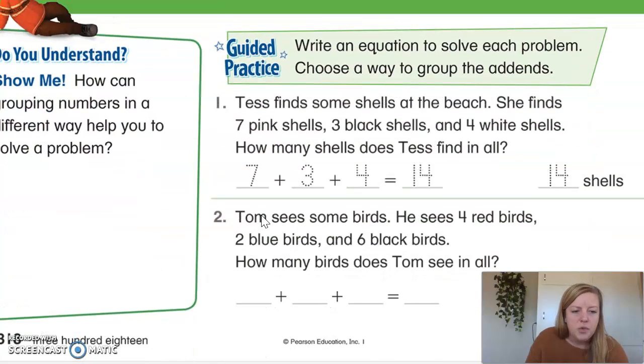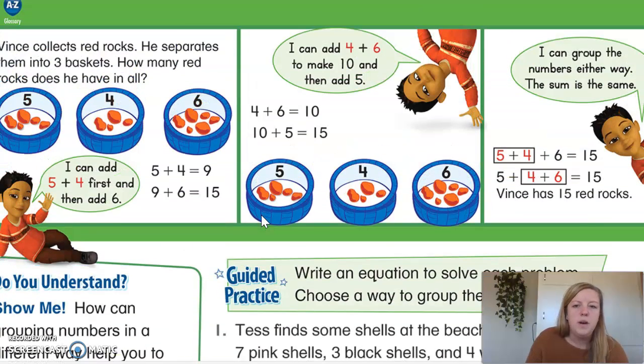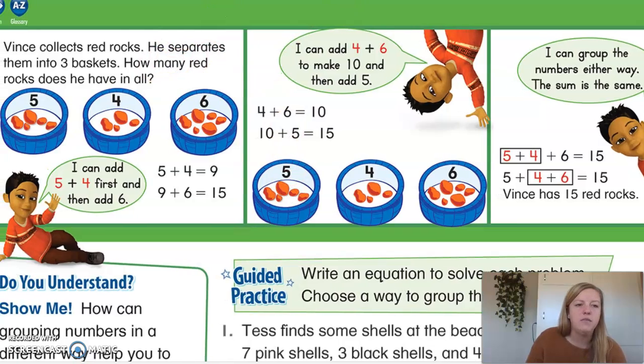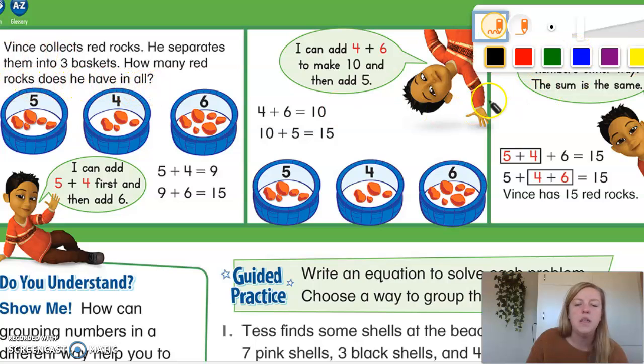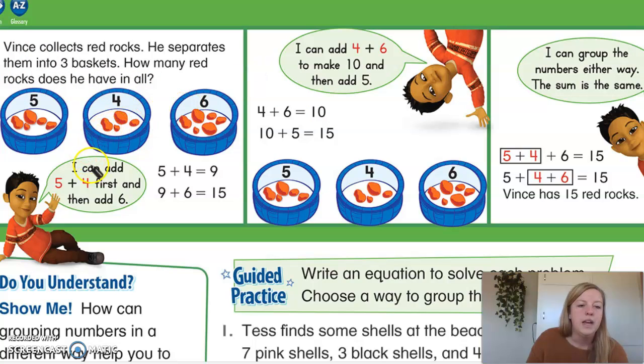Now we are on page 318. All right, up at the top is what we saw in the math video. So it says, Vince collects red rocks. He separates them into 3 baskets. How many red rocks does he have in all? When I say in all, that is my whole. I can add 5 plus 4 first and then add 6. So he starts with 5 plus 4 equals 9. Then he does 9 plus 6 equals 15.